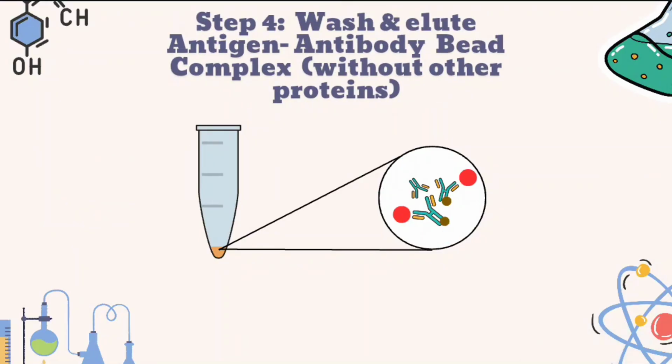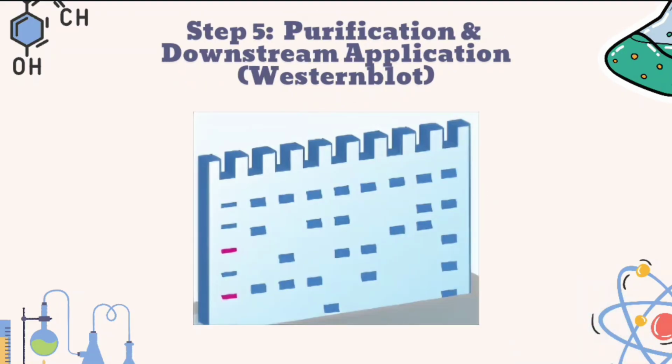The next step is to wash and elute the antigen-antibody-beads complex without other proteins. That means the beads are washed to remove the unbound proteins and the impurities. And in the elution step, the antigen is released from the antibody-bead complex using an elution buffer. The final step is purification and downstream application. This purified protein can be analyzed by SDS-PAGE, Western blot, mass spectrometry, or enzyme assays, based on what you are searching for or what analysis you want to do next.